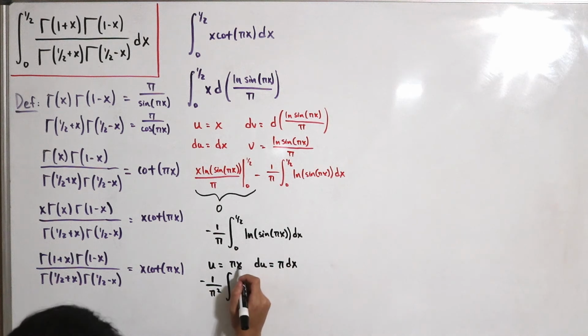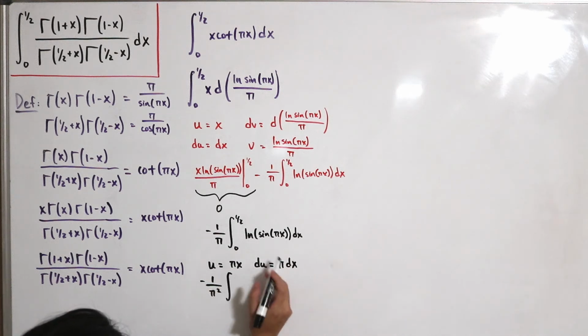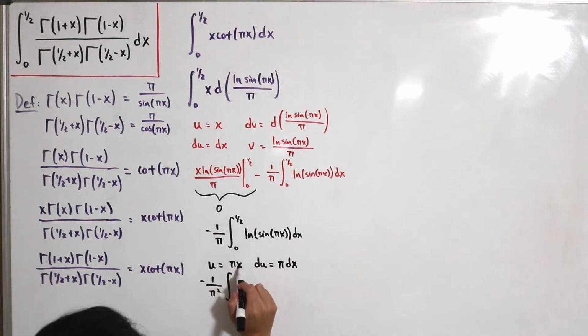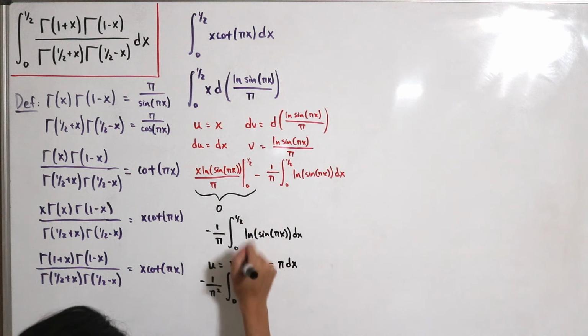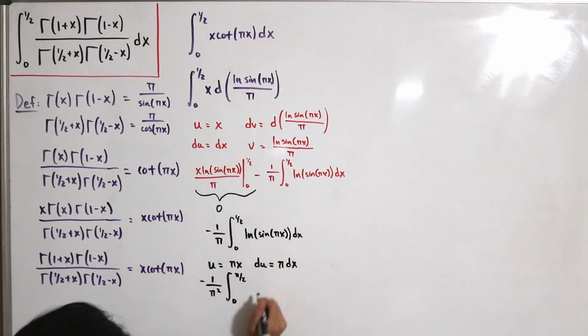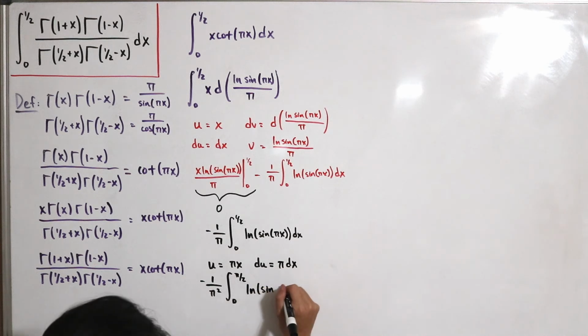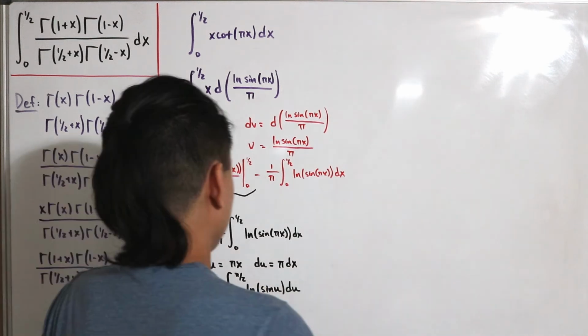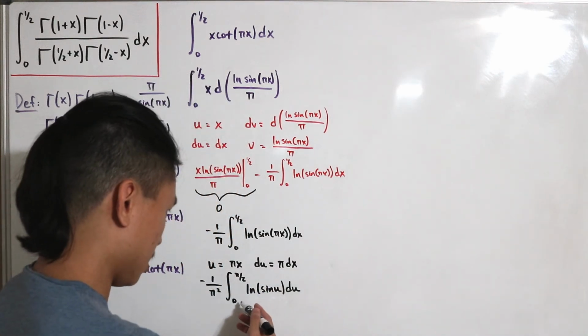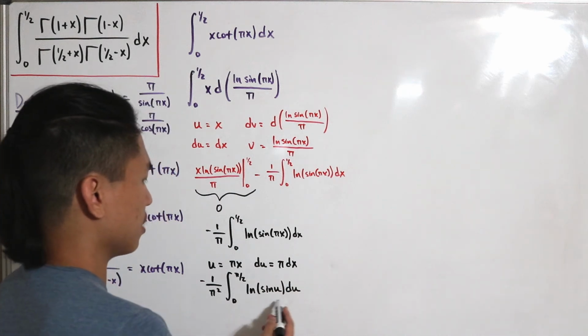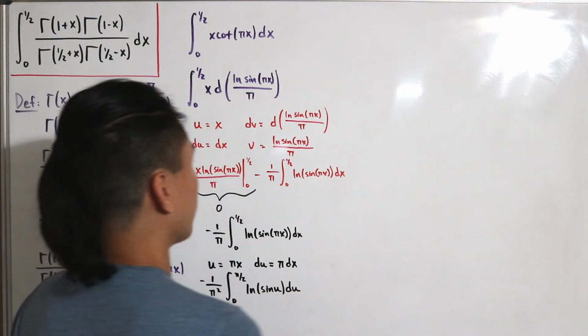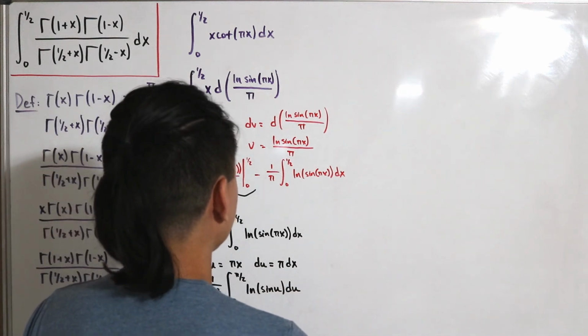If I plug 0 for x over here, this is just going to be 0. And if I plug 1/2 over here, this is just pi over 2. And then we have the natural log of sine of u. Okay, so integrating this, the integral of ln of sine of u du from 0 to pi over 2, it's a lot more complicated than you'd think.